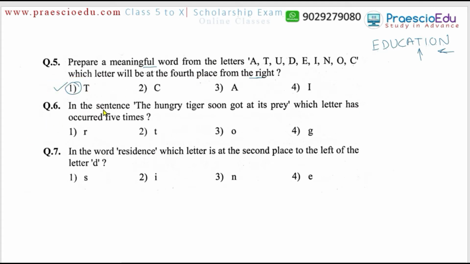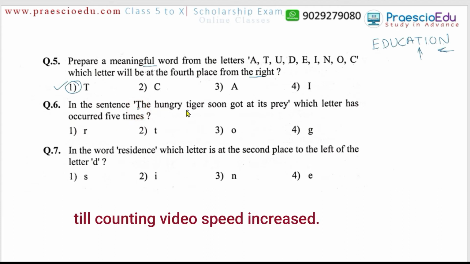Then question 6. In the sentence, the hungry tiger soon got at its prey, which letter has occurred 5 times? We have to count the T here, 1, then 2, then 3, 4, 5. So letter T is 5. Then H, 1, 2, H is 2. We have to count all the letters, how many times they occurred. So E, 1, then 2, 3.